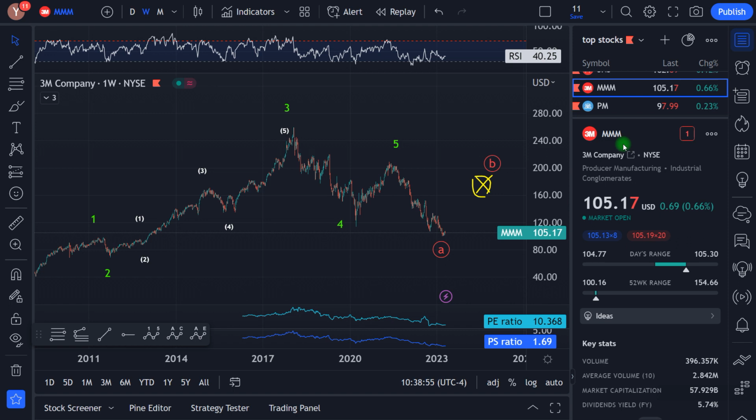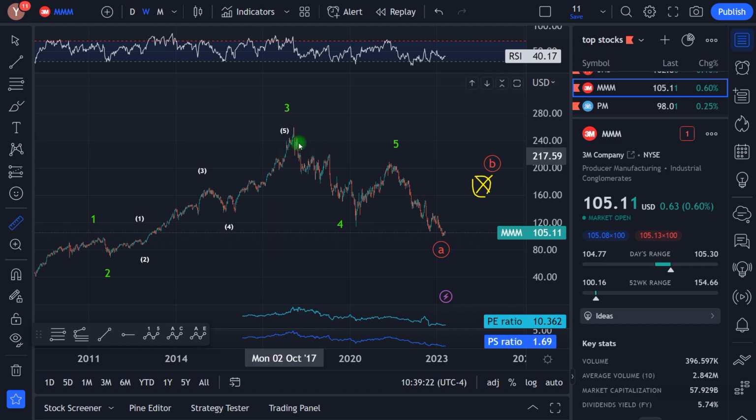I remind you the 3M stock company is a great dividend stock. Now its current dividend yield is very close to 6%. Actually, it's a very high dividend yield. So today I will check fundamental and technical analysis of 3M company stock. So let's start. We see its current price is $105.